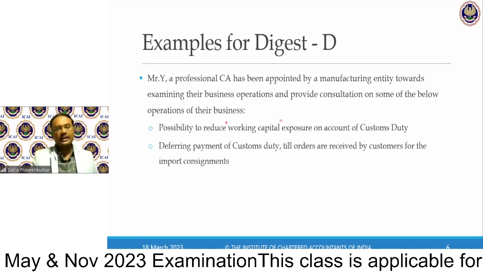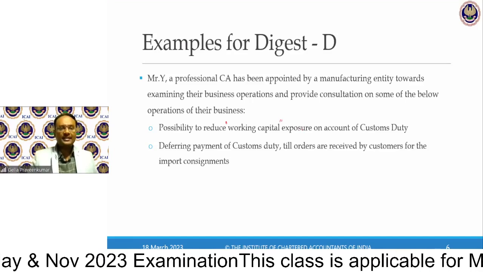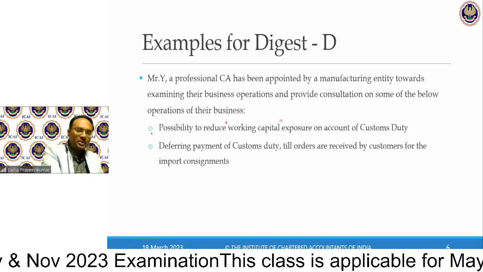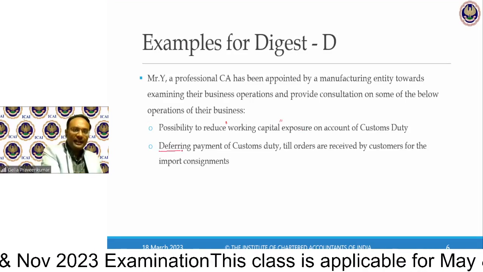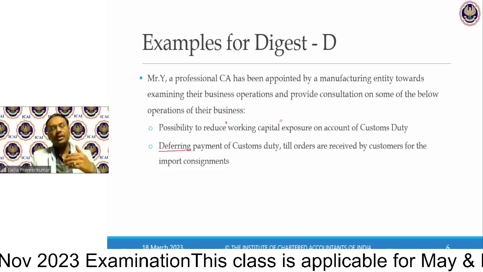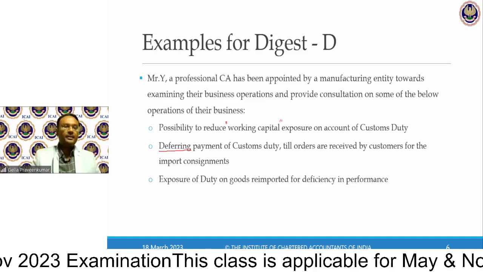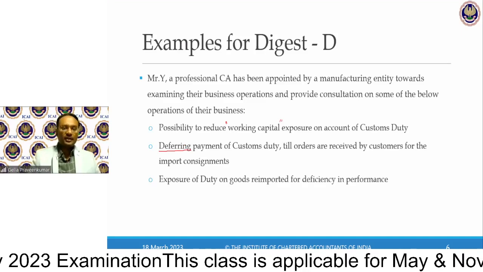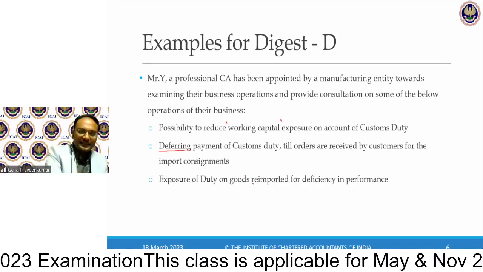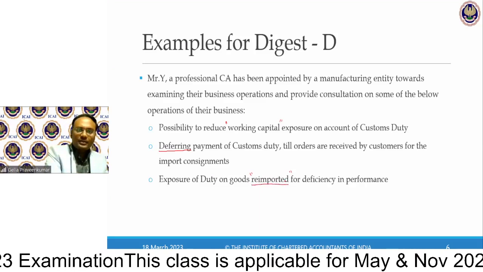Point number 2, deferring the payment of customs duty till the orders are received by the customers for import consignments. So here, they don't want to pay customs duty the moment material has hit the customs station. They want to defer, they want to hold this payment of duty to some other point in time. Third point, exposure of duty on goods re-imported for deficiency in performance. Re-imported. Now, this is one of the practical issues we will come across in most cases.